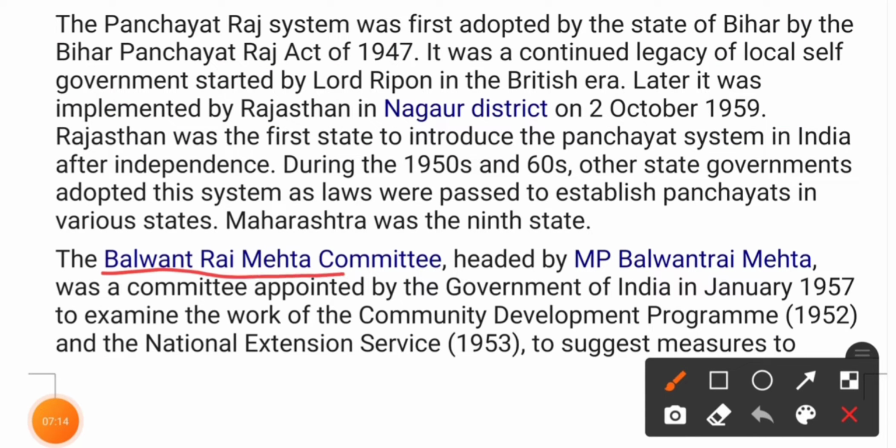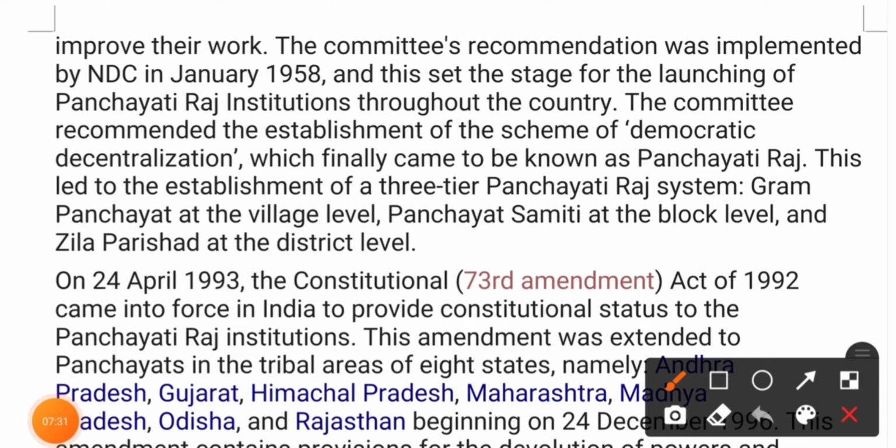The Balwant Rai Mehta Committee, headed by MP Balwant Rai Mehta, was a committee appointed by the Government of India in January 1957 to examine the work of the Community Development Program 1952 and the National Extension Services 1953, and to suggest measures to improve their work. The committee's recommendation was implemented by the NDC in January 1958, and this set the stage for the launching of Panchayati Raj institutions throughout the country.